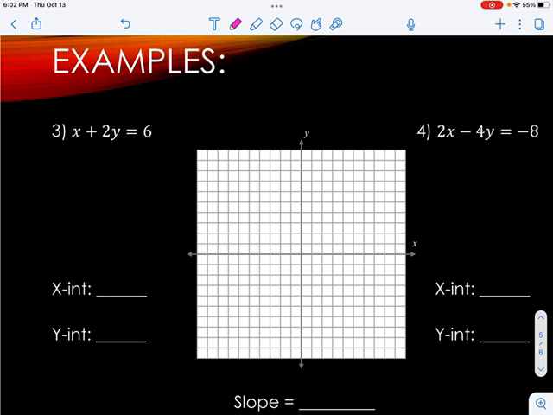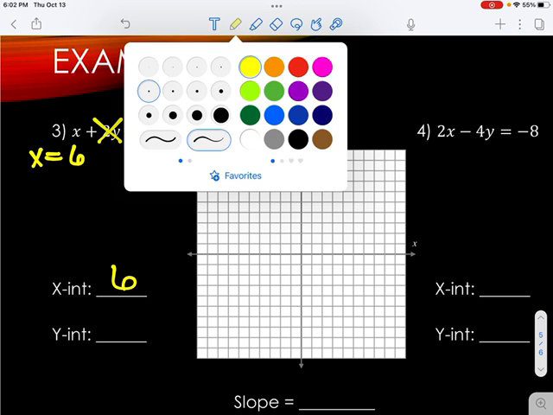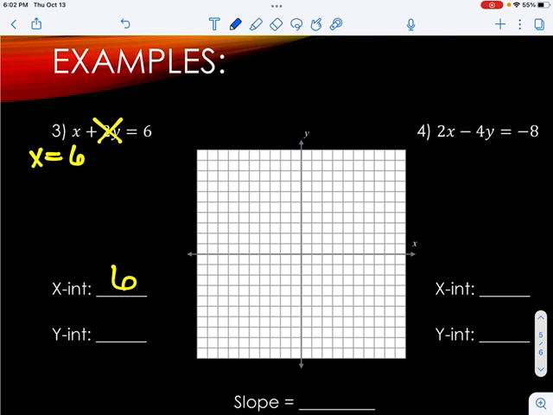So here on number 3, we're going to start in and say, okay, x plus 2y. I'm going to find the x-intercept first. So I plug 0 in for y, and I get the equation x equals 6. Well, that's really nice because that already tells me that that is the x-intercept. Then to find the y-intercept, remember I plug 0 in for x, and I get 2y equals 6. So I divide by 2. So y is equal to 3.